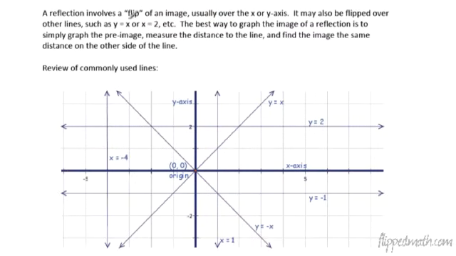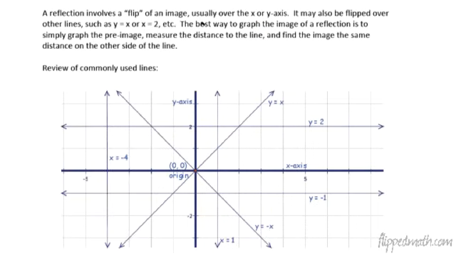Okay, reflection flips an image. It also may be flipped over. We're going to flip over the x-axis, the y-axis, and other lines like y equals x, that's popular, x equals 2, not so popular, but you're going to have to know what it is. The best way to do this is to get a piece of graph paper, you graph the image, you graph the line, and then you do some counting, and I'll show you how to do that in our first example.